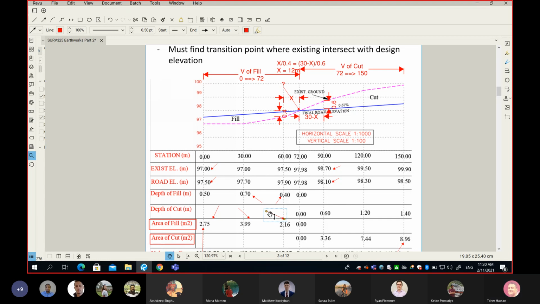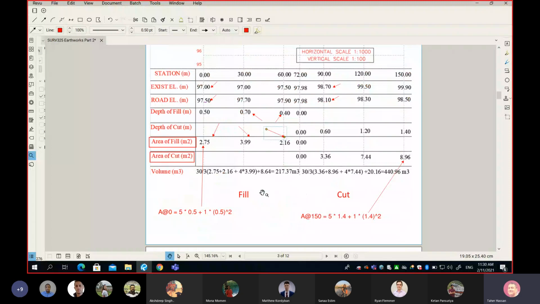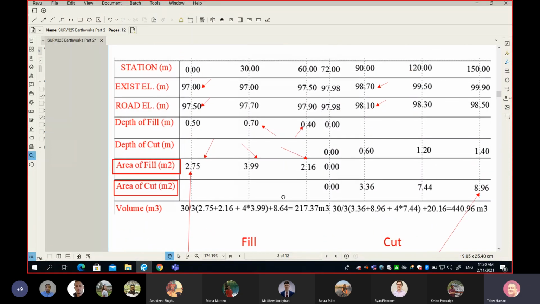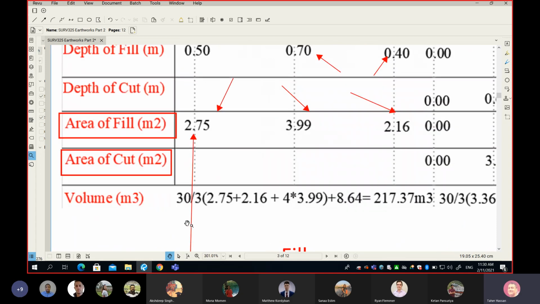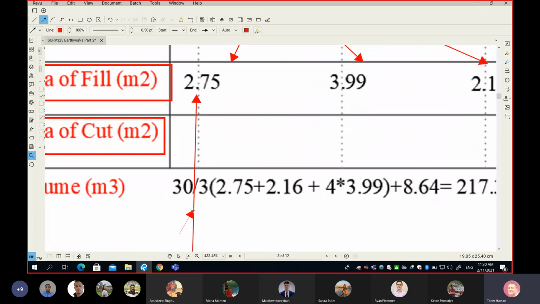estimate the volume from 0 to 60 using Simpson. Then I find this little volume between 60 to 72, and then we can add the volume cut of fill. Let's see here. So here we go. Watch this. So you want to go here and say 30 over 2. Watch this. So our constant distance 30.